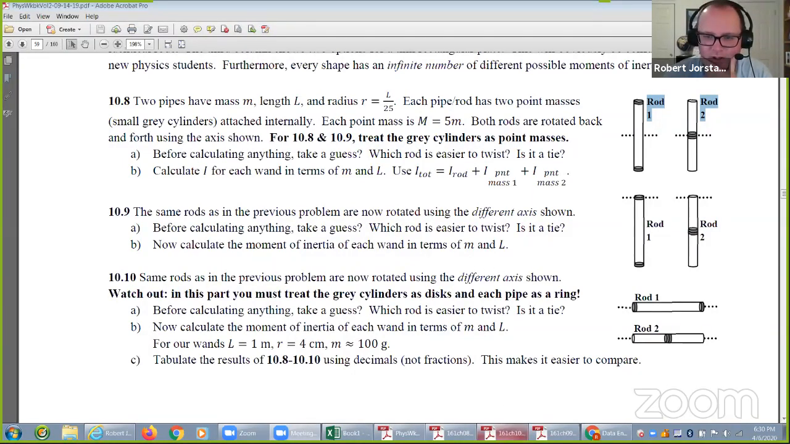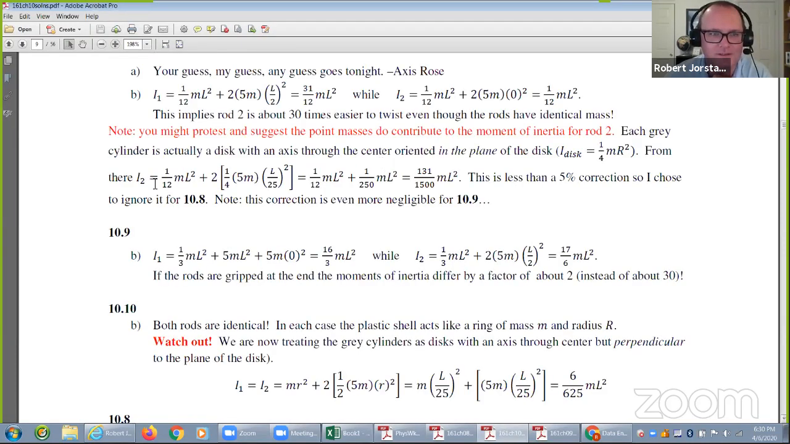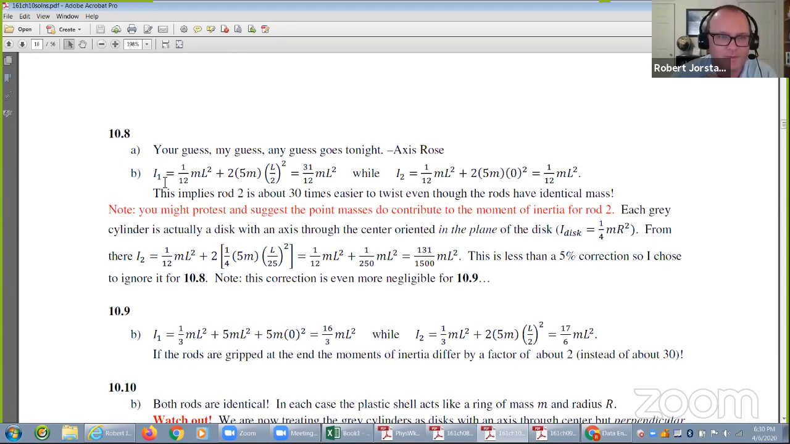Okay, I'm going to go into here. Axis rose. That's my attempt at humor. It's not good humor. All right, let's break this down. This is rod 1. Right here, what I did was I said, oh, I'm going to go to my chart.